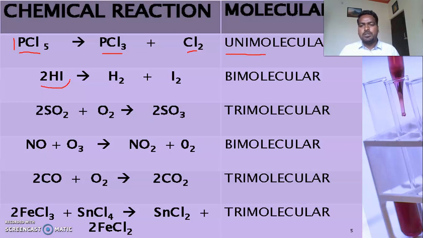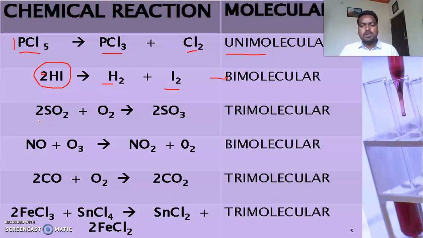Observe the second reaction. Two molecules of hydrogen iodide undergo dissociation, and it gives hydrogen and iodine gas. So here there are two reactant molecules involved in an elementary reaction. Elementary reaction means a one-step reaction, that is, the overall reaction is called an elementary reaction. So this is a bimolecular reaction because it contains two reactant molecules.